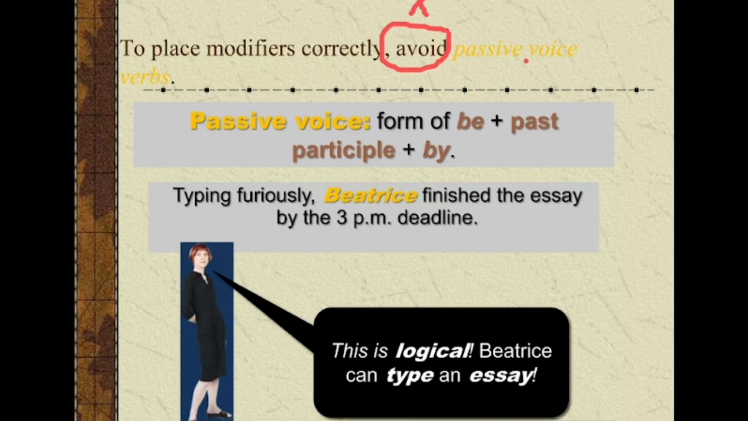Another example: to place modifiers correctly, avoid this: passive voice verb. The passive form of a verb is be plus past participle. For example, typing furiously, Beth tries to finish the essay by the 3 p.m. deadline. If there is any example like this that is creating a passive voice, you need to avoid that kind of words or phrases in the sentence. And by avoiding them, we'll make a logical sentence.